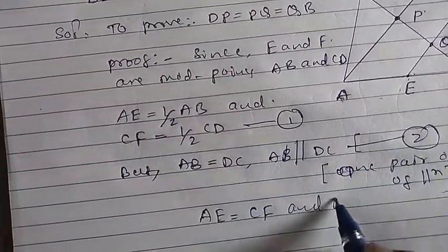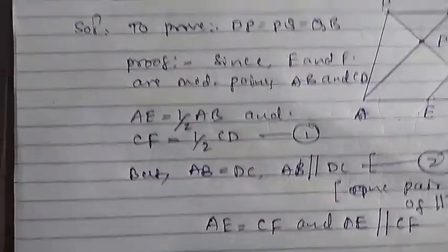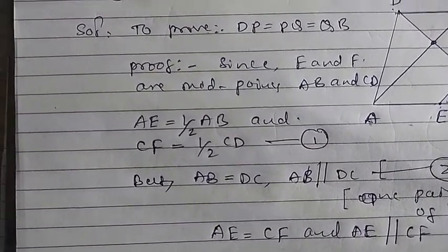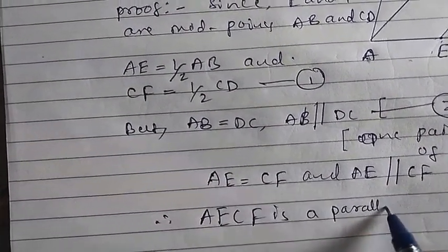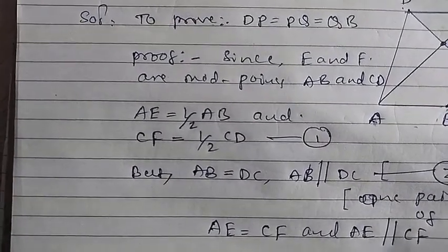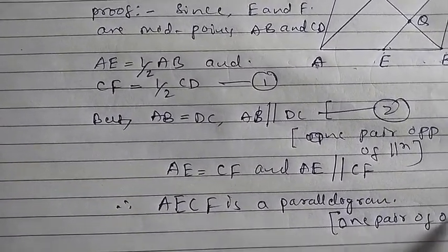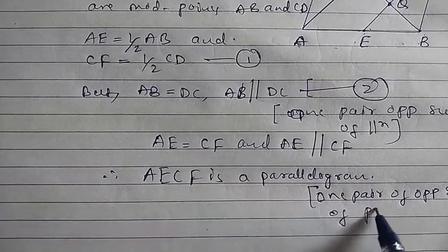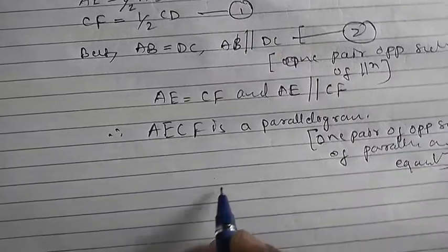And you can say that AE is parallel to CF. Correct. AE is parallel to CF because AECF is a parallelogram. AECF is a parallelogram because, write the reason, one pair of opposite sides of a parallelogram are equal and parallel. Clear?